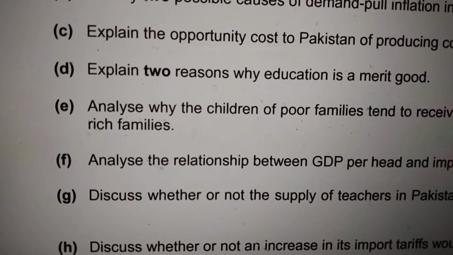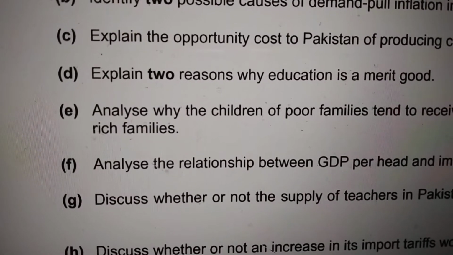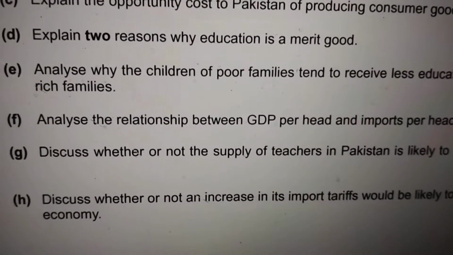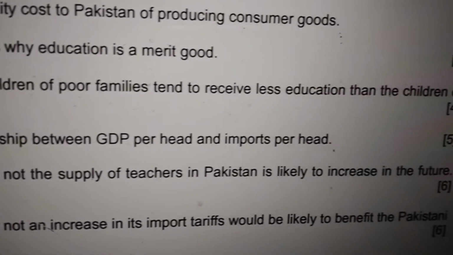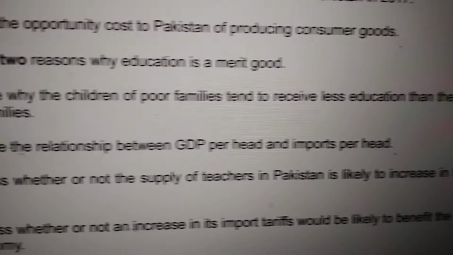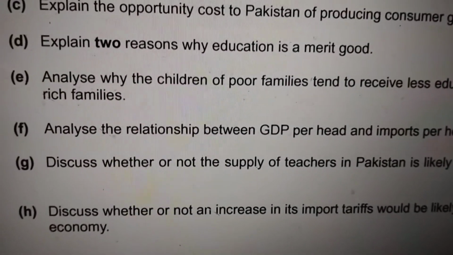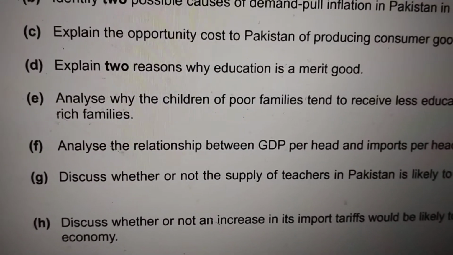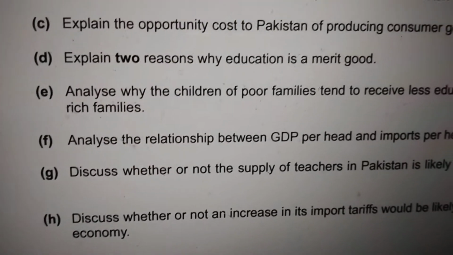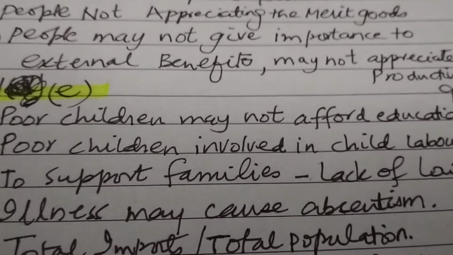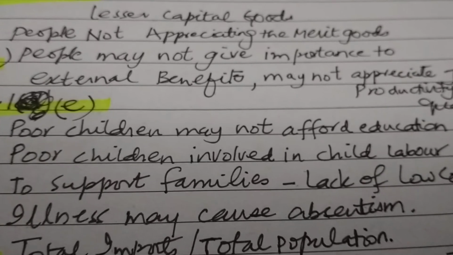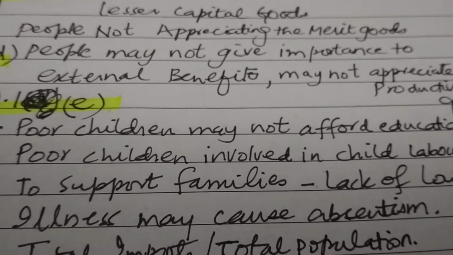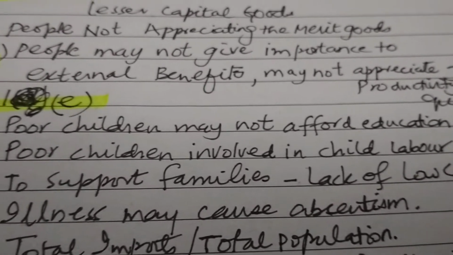Next question we are going to look at is: analyze why the children of poor families tend to receive less education than the children of rich families. This is also a very straightforward question in which we can write that poor children may not afford general education and quality education. It will be very difficult for them to afford it.